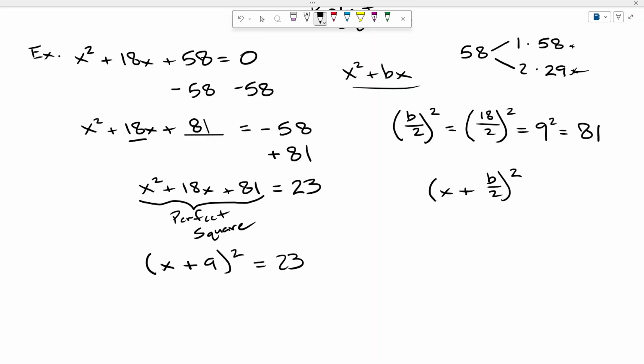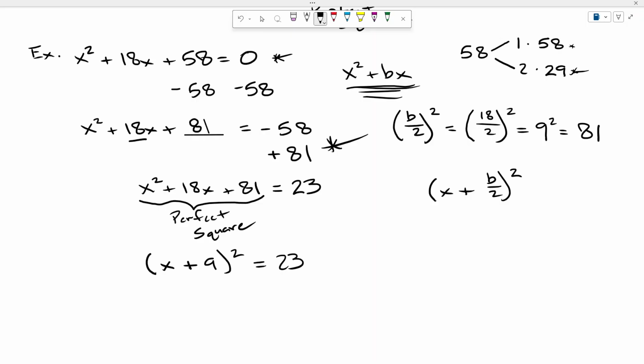So, I just want you to see how we got to this point. We started off with our equation. We couldn't factor it. We couldn't do the square root property yet. So we subtracted the 58 over. We got it into this form, and we completed the square. And what we did to the left, we had to do to the right. So now we have a perfect square on the left side, x plus 9 squared, equal to 23.